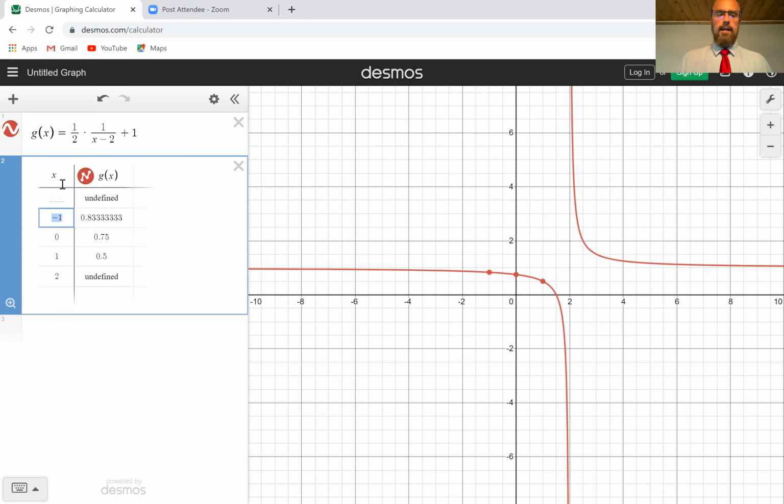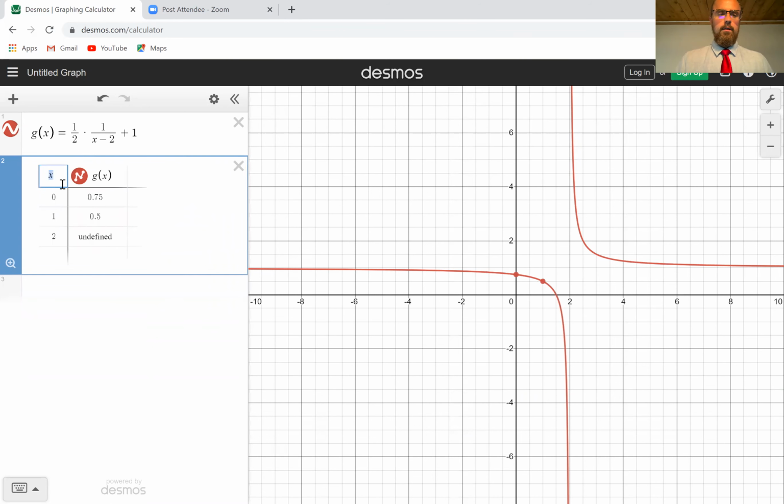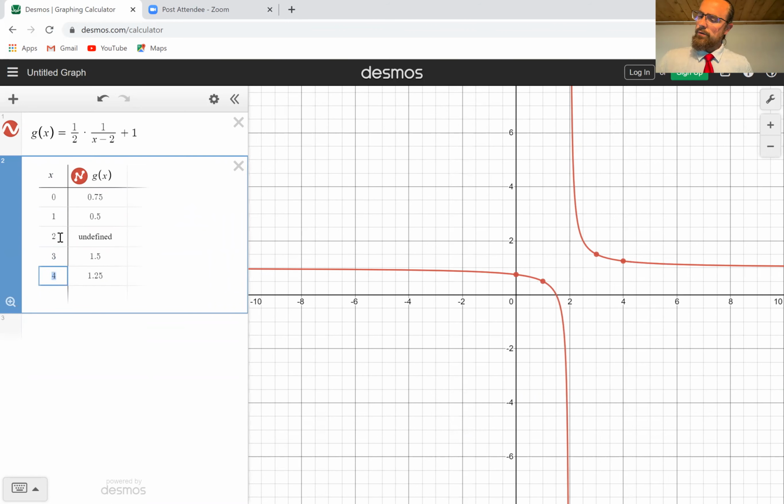So I'm going to go back and delete so that I'm just starting at 0. And then I'll include 3 and 4. So at 0, we've got the value 3/4. At 1, we have the value half. At 2, we have an undefined, that's our vertical asymptote. At 3, 1.5, and at 4, 1.25. So we'll take our table back to our note screen to finalize our own graph.